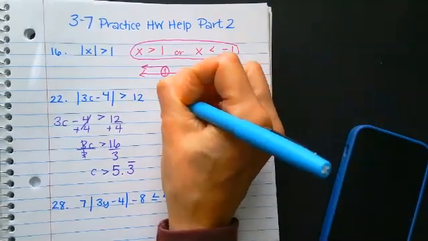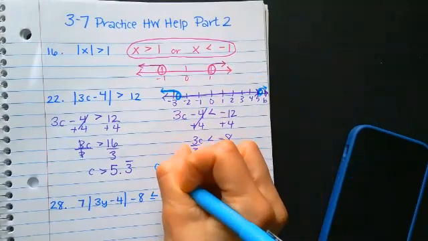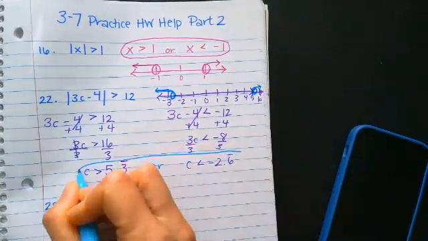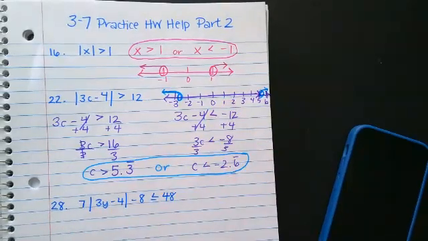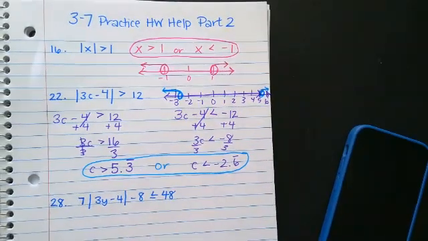These are pointing opposite directions, so we know this is also an OR. Write that word in the middle, and here is our answer. Here is our graph. Okay, good, good.